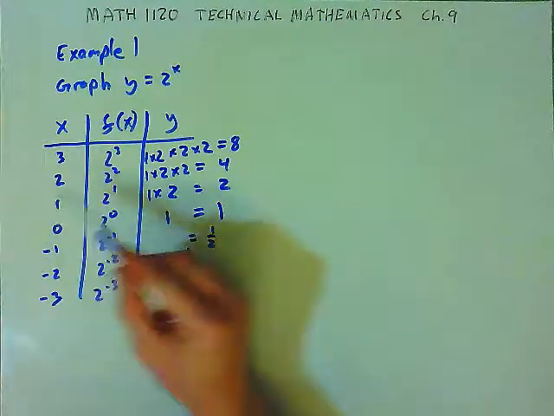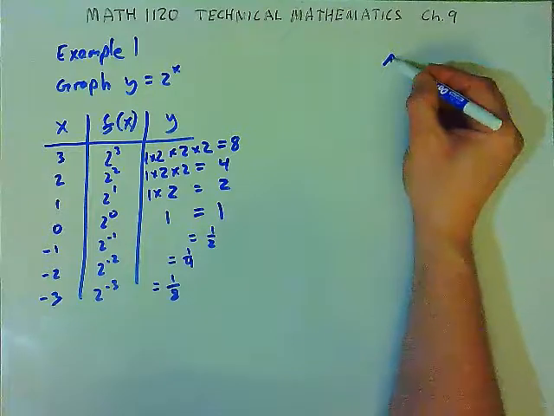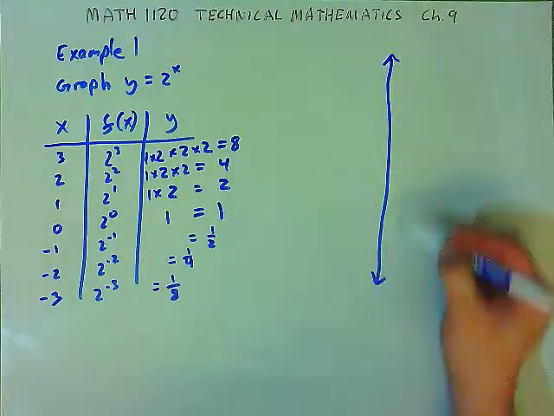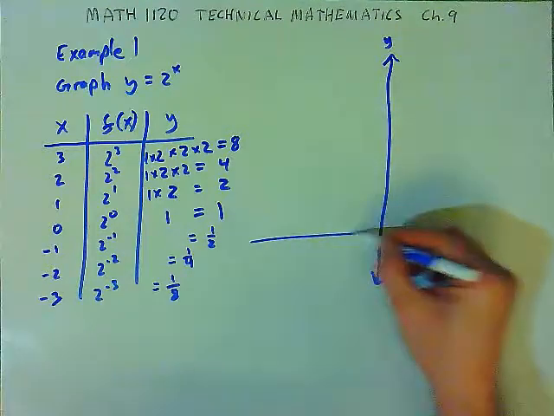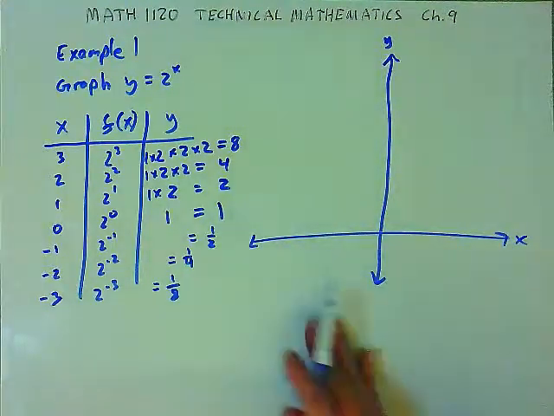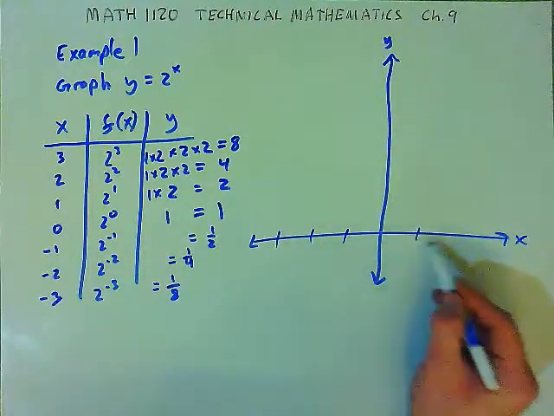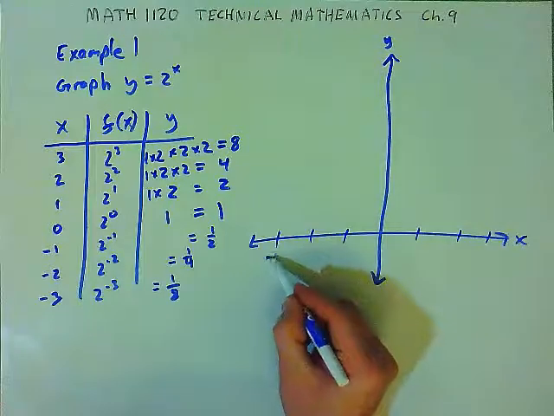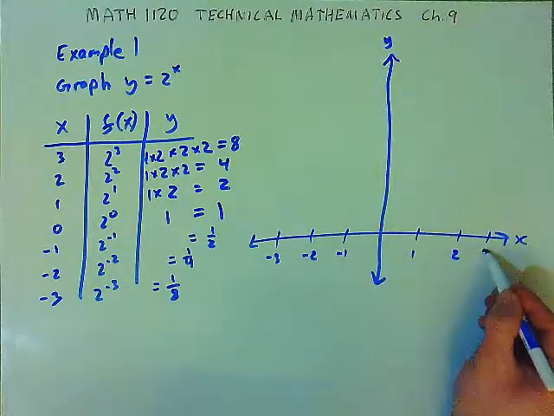And so these are our x, y points that we want to plot. And so let's look at a graph. We have the y-axis and the x-axis. And the values we're plugging in for x are negative 3, negative 2, negative 1, 0, 1, 2, and 3.